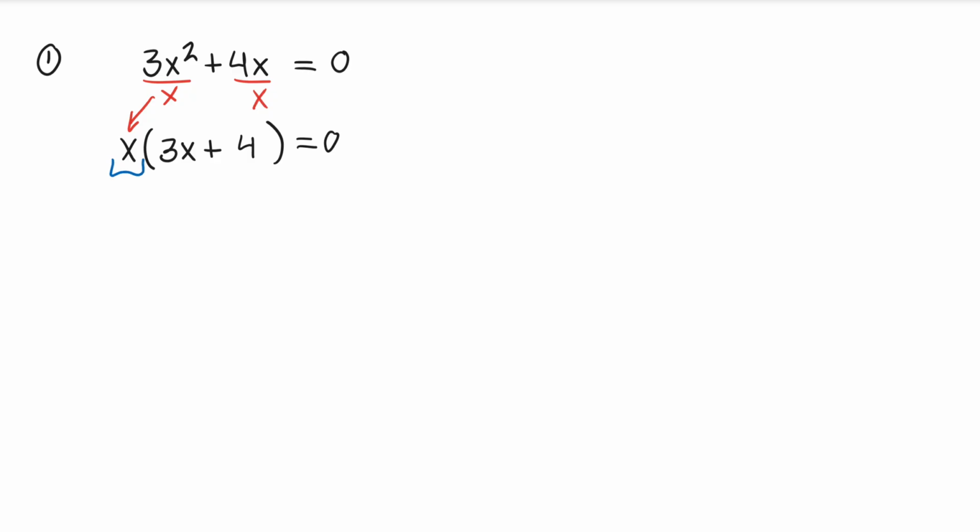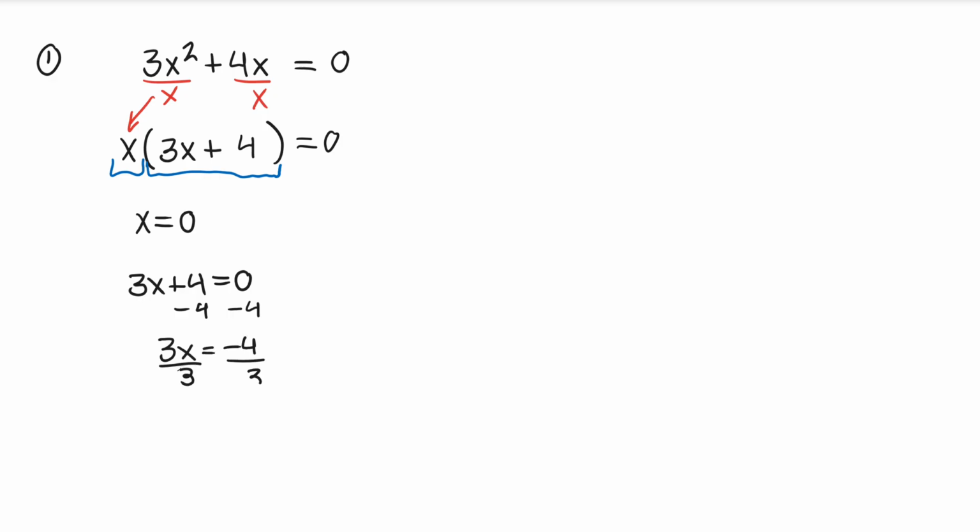So I have two factors. I have x, and I have 3x plus 4. I'm going to set each one equal to 0. x equals 0. That's already solved for x, so that's one of my solutions. 3x plus 4 equals 0. I'm going to have to solve for x. So minus 4, 3x equals negative 4, and then we're going to divide by 3 to get x equals negative 4/3. So the solutions to this equation are x equals 0 and x equals negative 4/3.